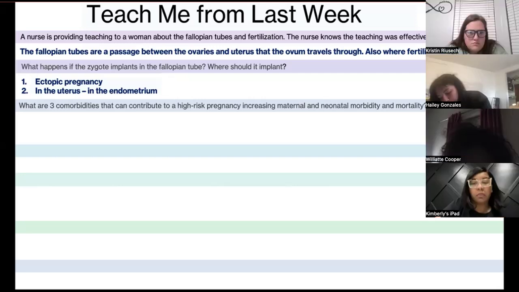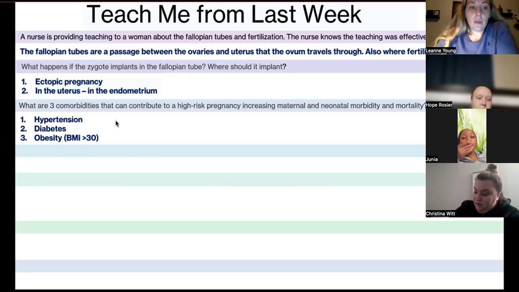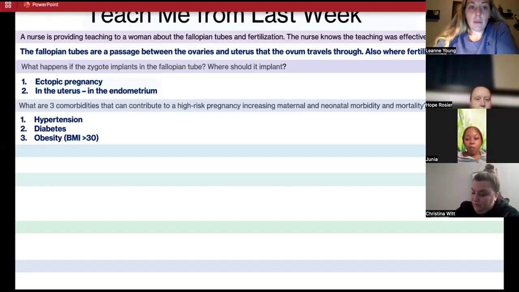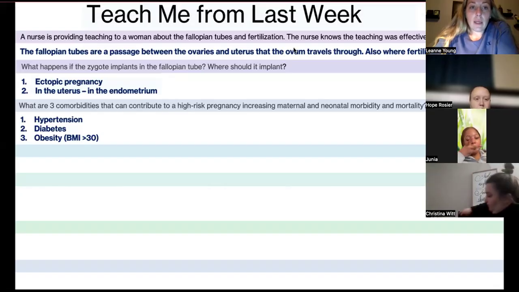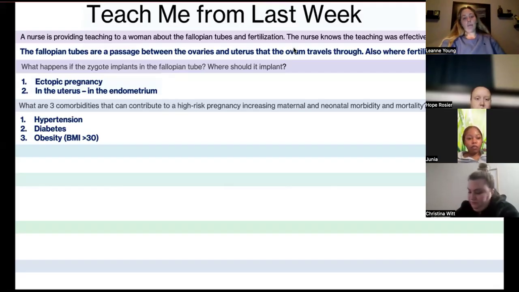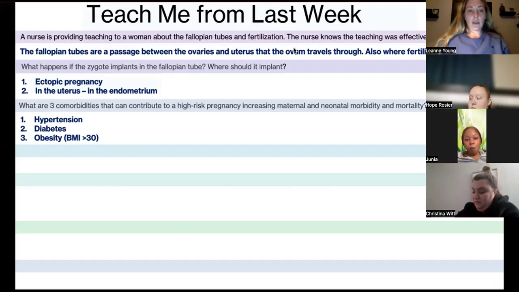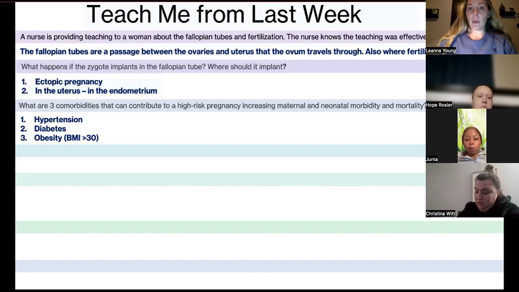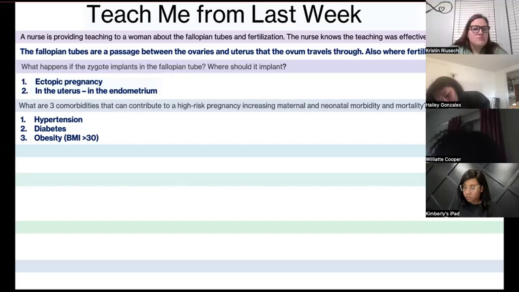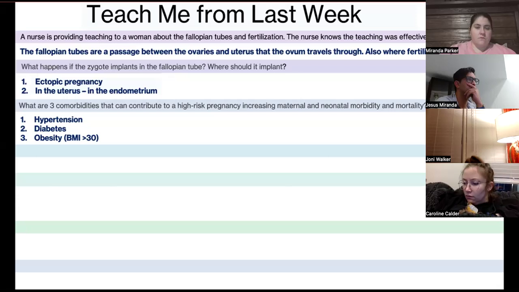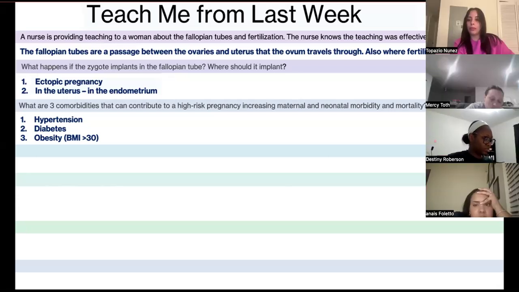Obesity. Yeah, you guys got them. Hypertension, diabetes, and obesity. Those are the three big ones. Hypertension, I would say, is probably one of the more serious ones that we're talking about because, like I said in our lecture, if you have high blood pressure, that's going to be constricting those vessels, which is going to impede blood flow to the placenta. And blood flow to the placenta overall means oxygen to baby, right? So if we don't have good blood flow to our placenta, we're not going to have a well oxygenated baby, and that can pose a lot of risks to the baby.